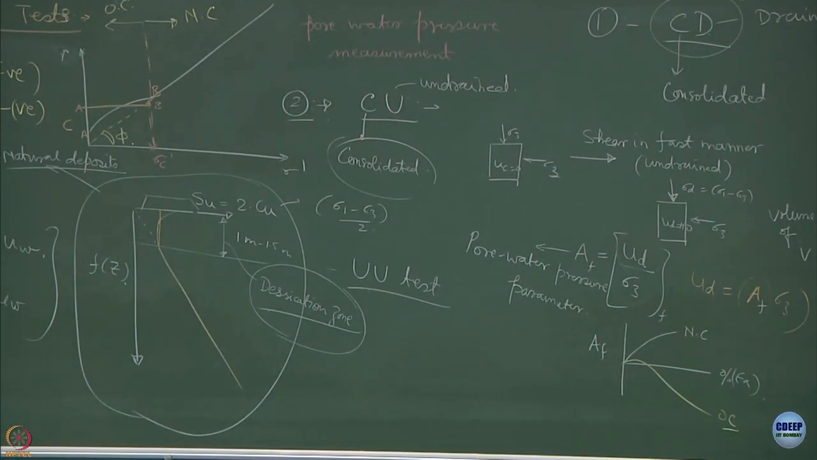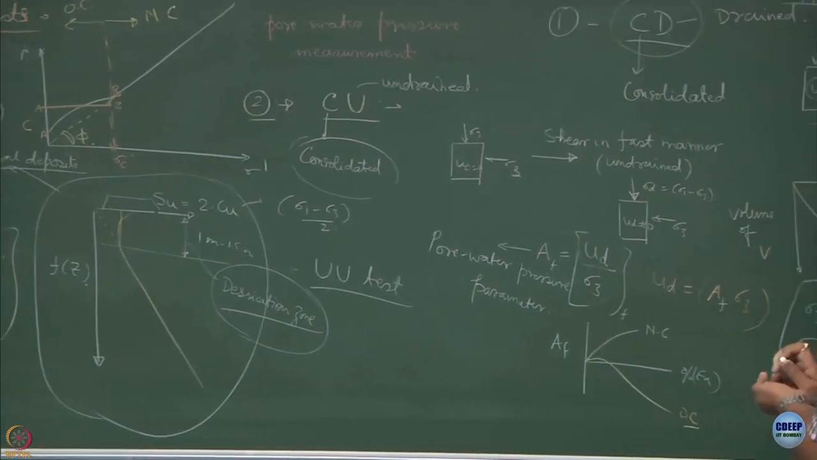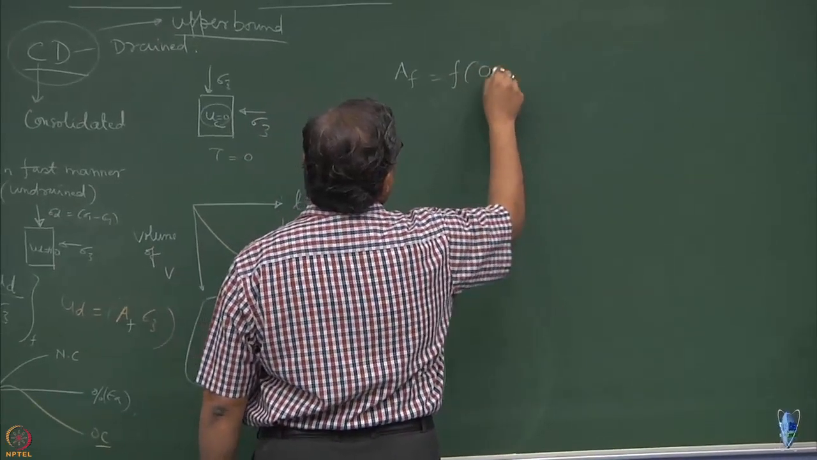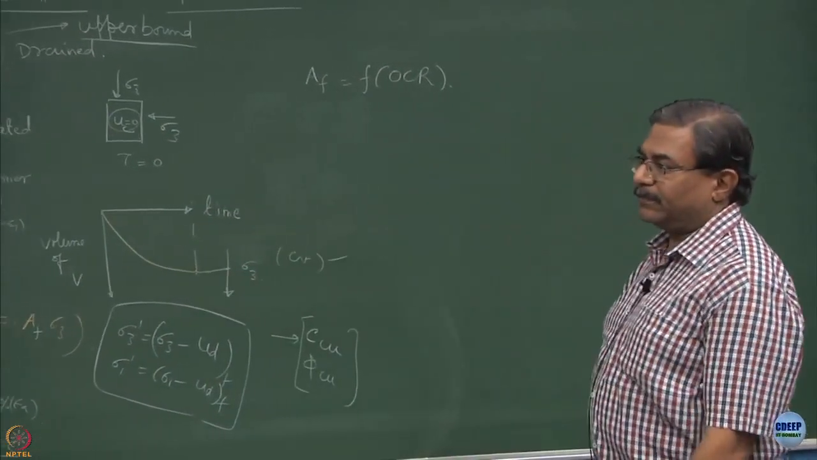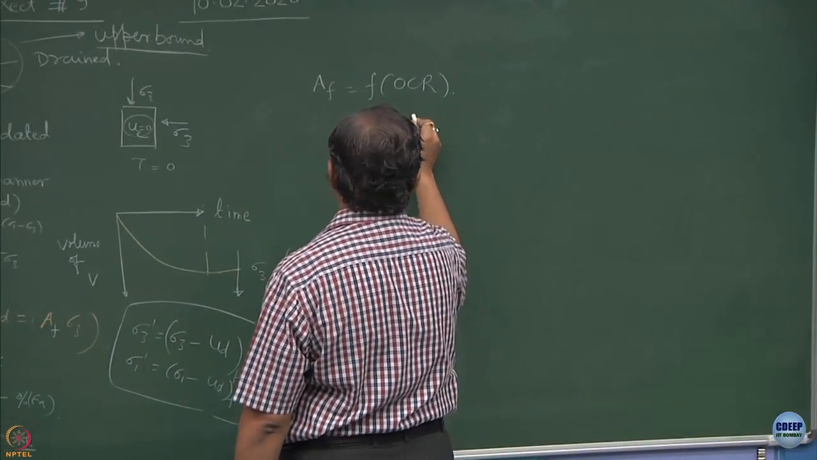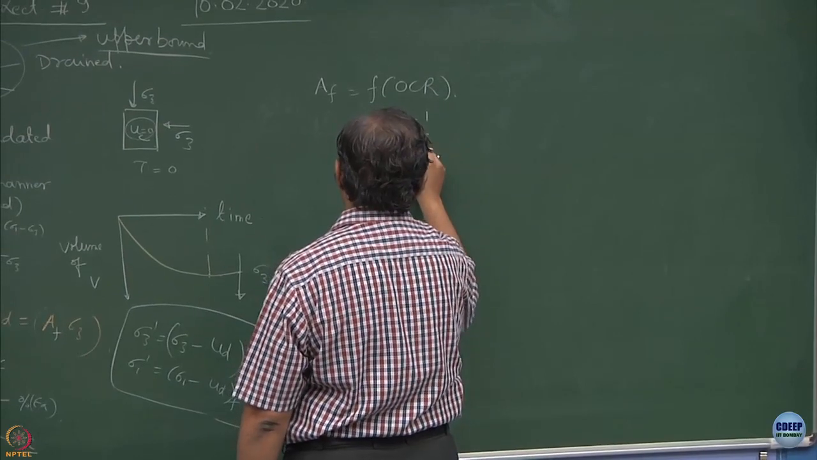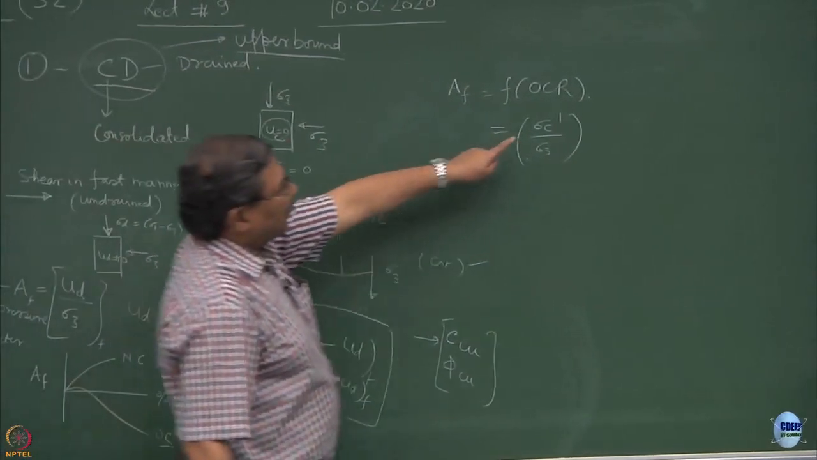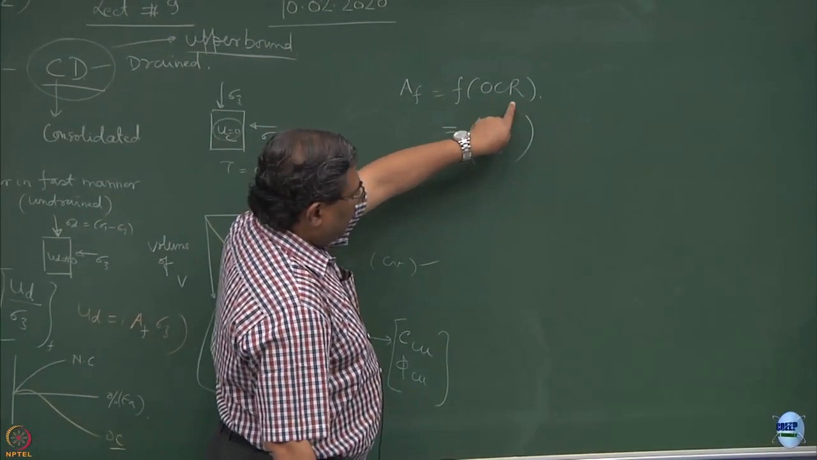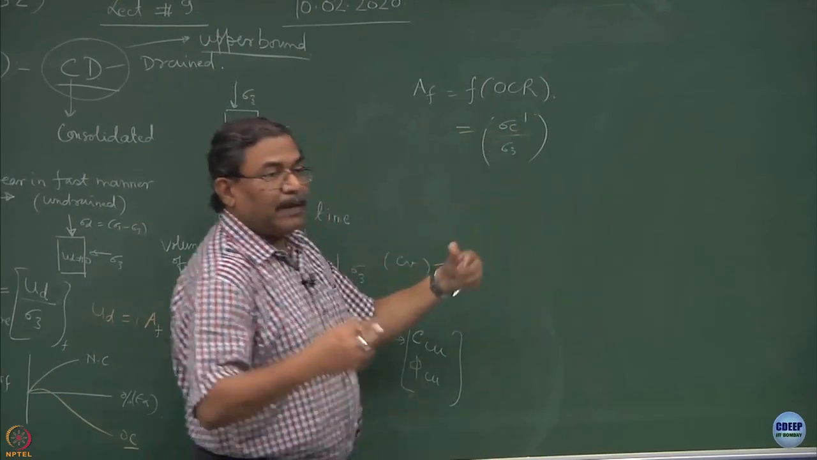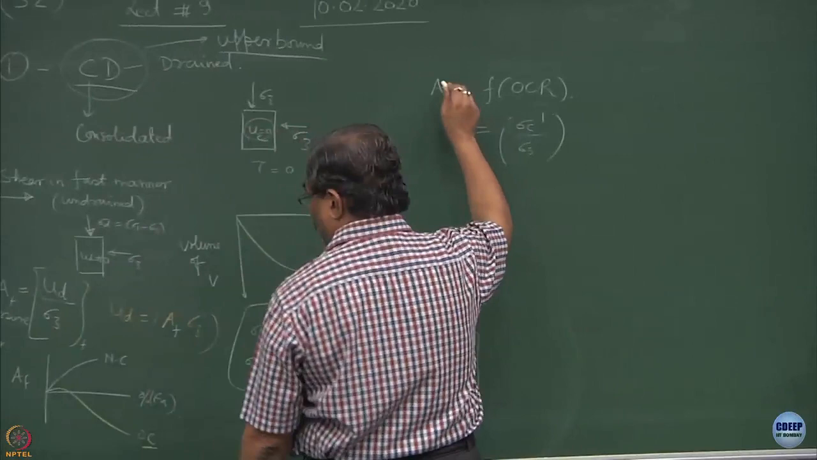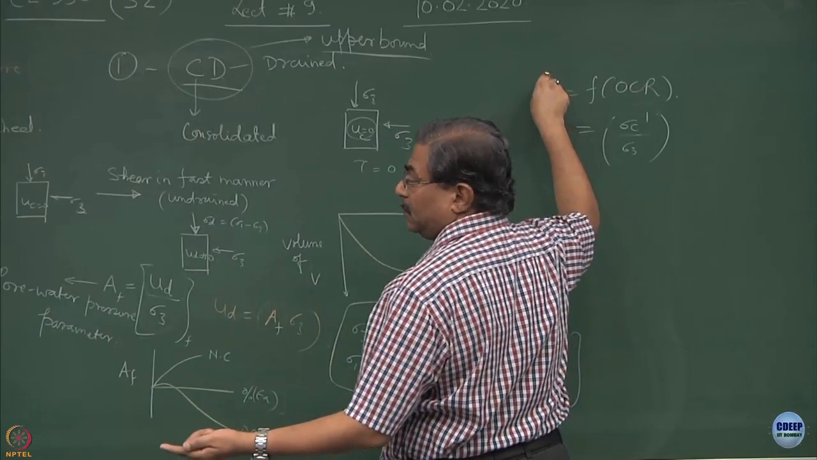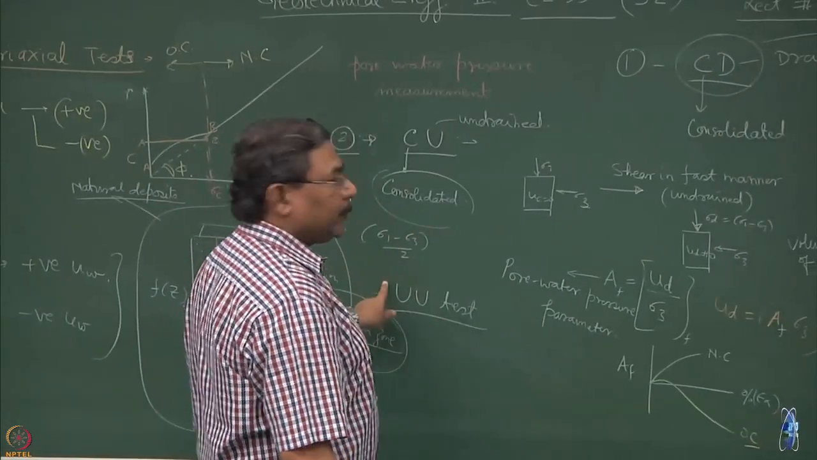The last in the series is the UU test. Later on we will link this AF with OCR, overconsolidation ratio, and we will define this OCR as sigma C prime over cell pressure. So, I hope now you can realize sigma C prime is the preconsolidation pressure, divided by the sigma 3 which you are applying to the sample. And then we will correlate these effects again and we will characterize the soil whether it is an OC response or NC response. Now let me come back to the UU test, the third one.